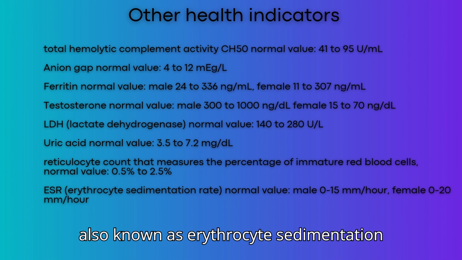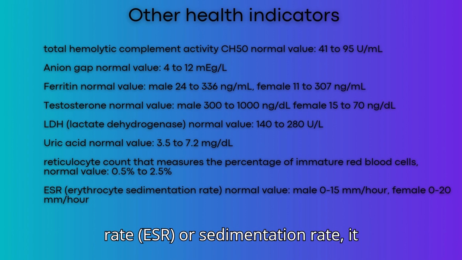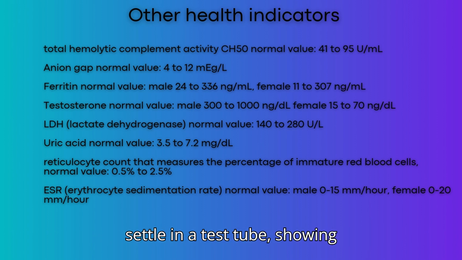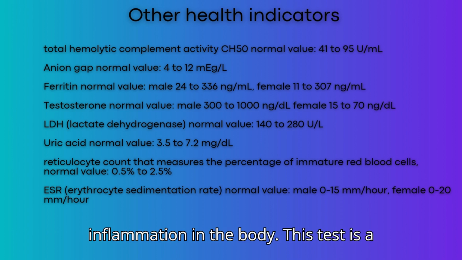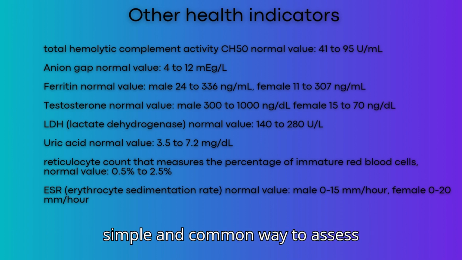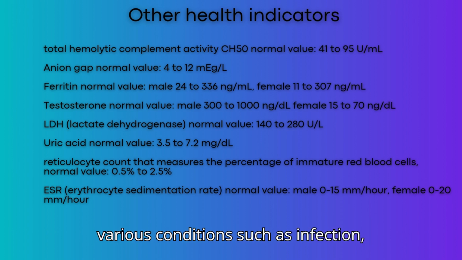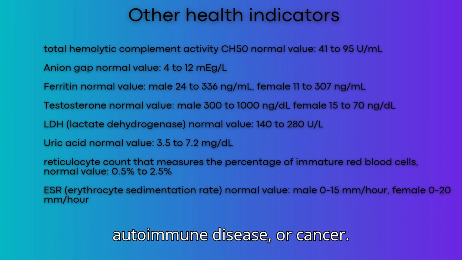Sedimentation test, also known as erythrocyte sedimentation rate, ESR, or sedimentation rate, measures how quickly red blood cells settle in a test tube, showing inflammation in the body. This test is a simple and common way to assess inflammation, which can be caused by various conditions such as infection, autoimmune disease, or cancer.